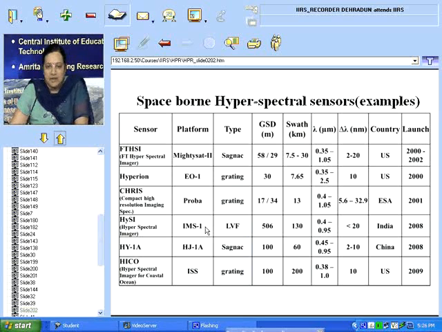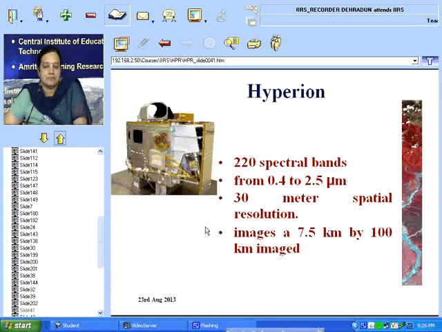So from all of these, the Hyperion data is now freely available on the website, so one can browse for your area and download this data and use it for processing. So this is an example of Hyperion sensor. As we saw, the swath is very small, 7.5 kilometers, and it is 100 kilometers in the vertical dimension.